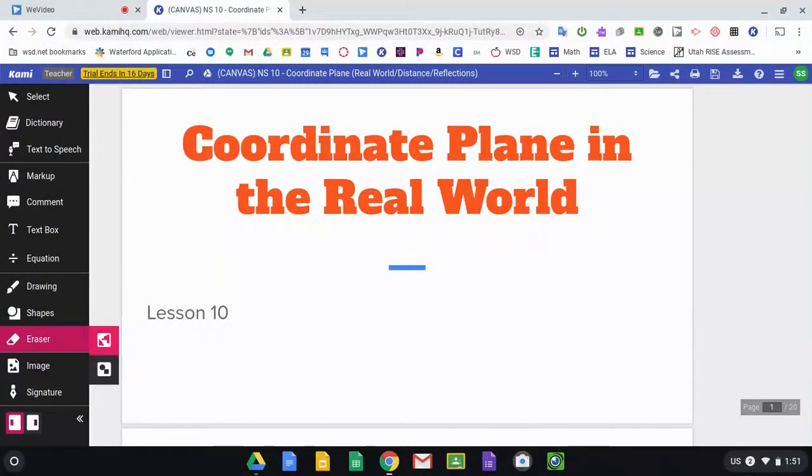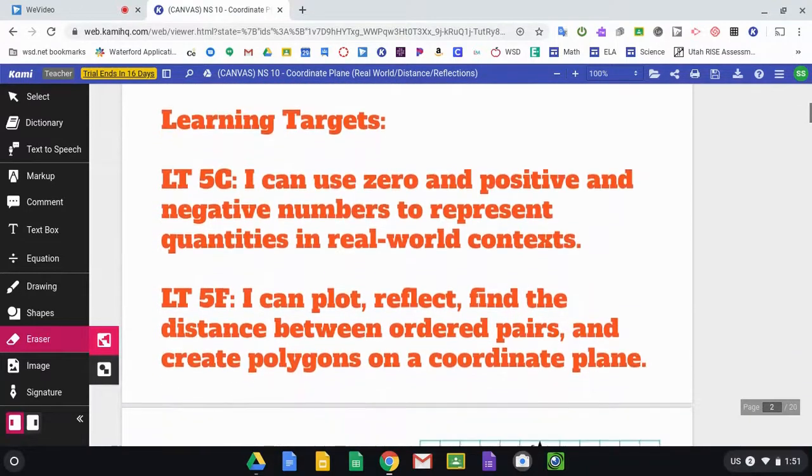Welcome back to math. Here we are today on Number Systems Lesson 10, and you are with Mrs. Smith. And today we're going to talk about the coordinate plane like we did yesterday, in the real world this time.